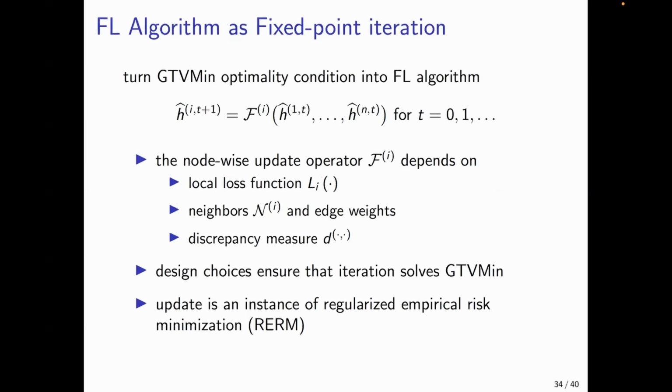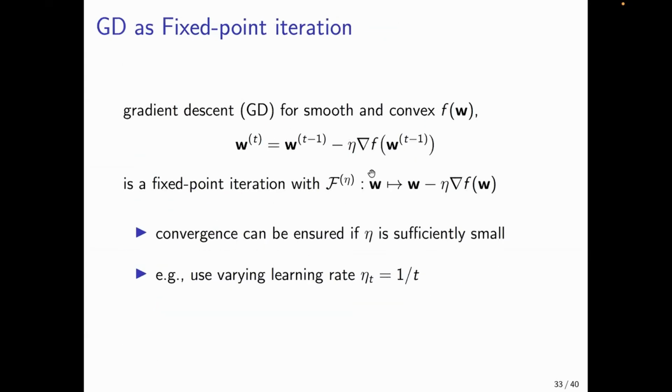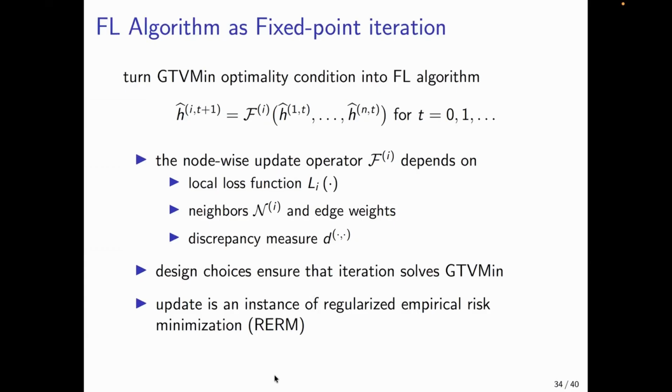Okay, so this is really important here, this third step of our workflow, so I spent some time on discussing it. We build federated learning algorithms by running, at each node i, this fixed point iteration using some operator calligraphic F superscript i. So compared to this basic gradient descent operator, in federated learning we have a different operator for each node i. So we need one operator at each node.